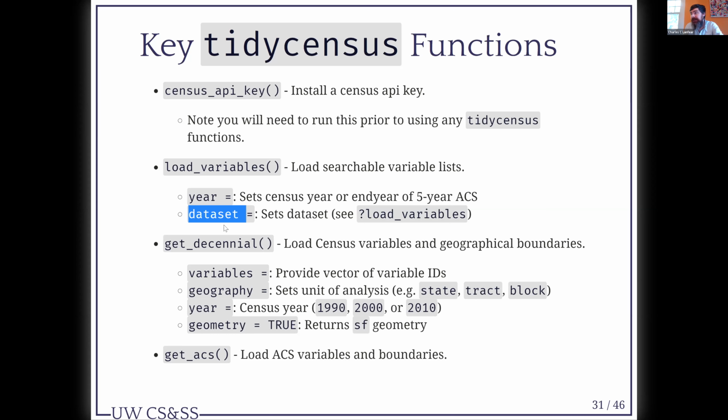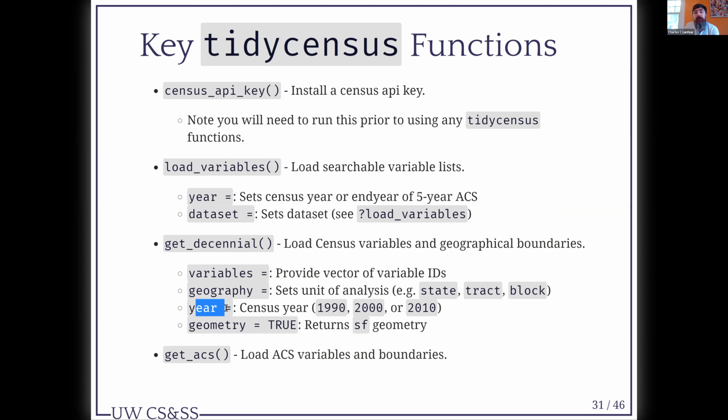Then to load the actual data, you will say things like get_decennial. This will load the census variables, and if you want, the geographical boundaries of whatever you select. So you give it a few arguments. You give it variables. This is a vector of variable ID numbers, so a vector that has each variable name as its own string. Then you can say geography, which will set the unit of analysis, if you want state level data, tract level data, block group. The Census API lately has had problems giving people block and block group data. They may have fixed block group, but I don't think block is currently working. I haven't checked recently though.